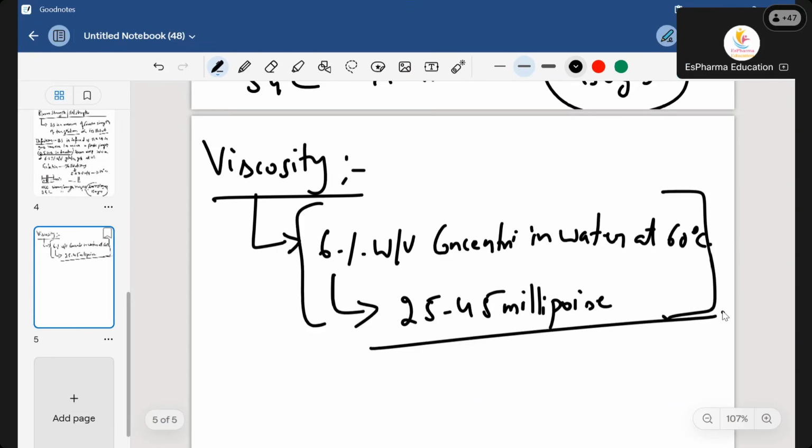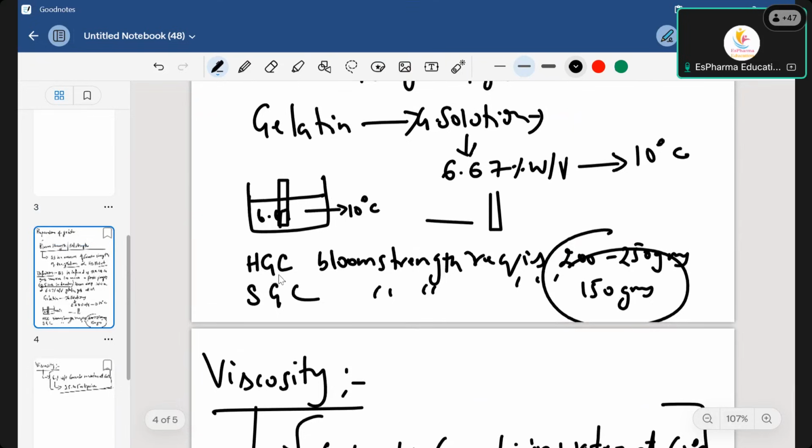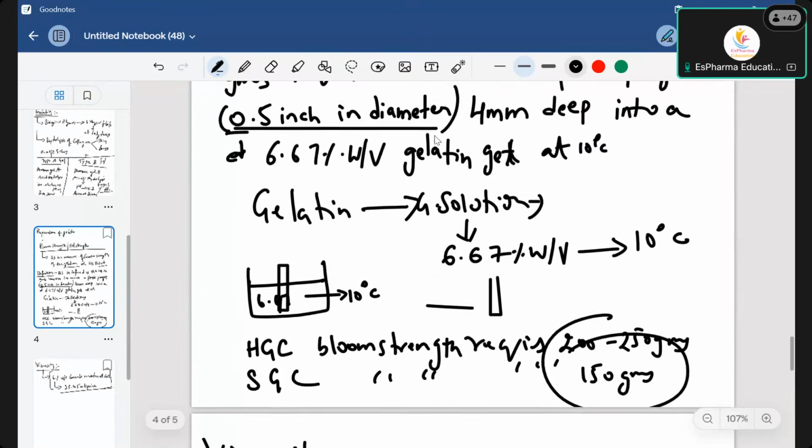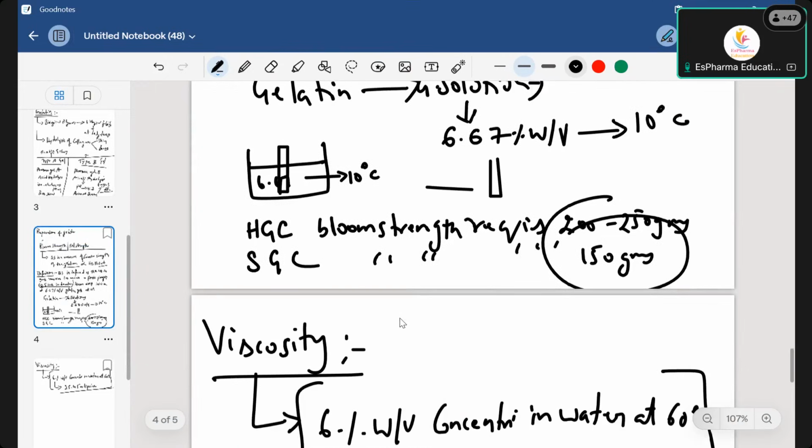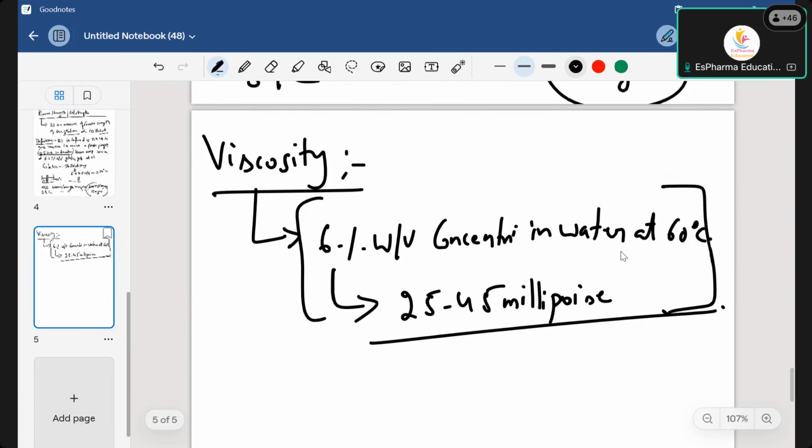You understand? I'm telling you, for example, if you are taking gelatin for hard gelatin capsules, after maintaining all these conditions, if you are using that particular gelatin for preparing hard gelatin capsules, the Bloom strength should be in the range of 200 to 250. And if the gelatin you checked is used to prepare soft gelatin capsules, then the Bloom strength of that particular capsule should be 150 grams. And the viscosity should be in this range, right?